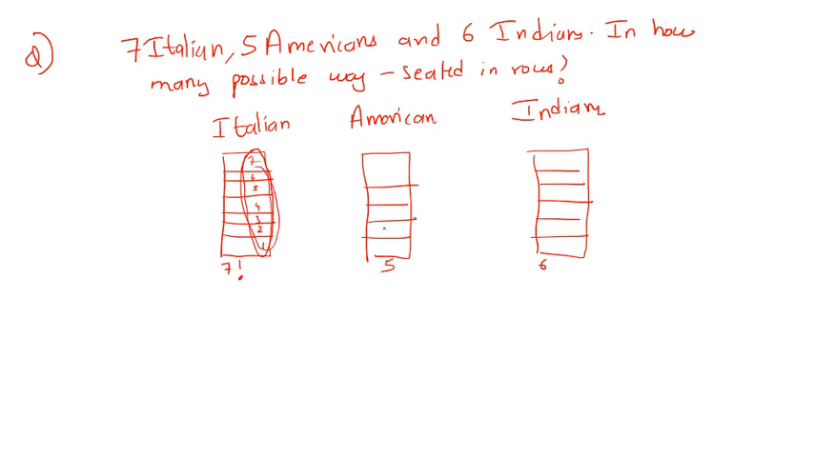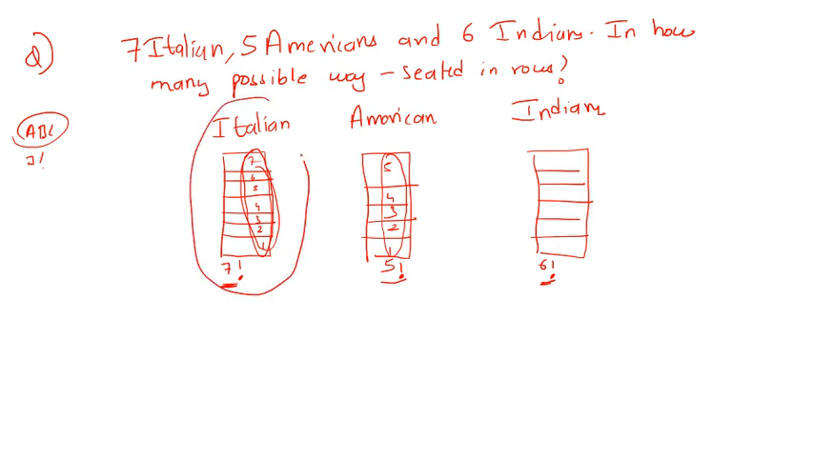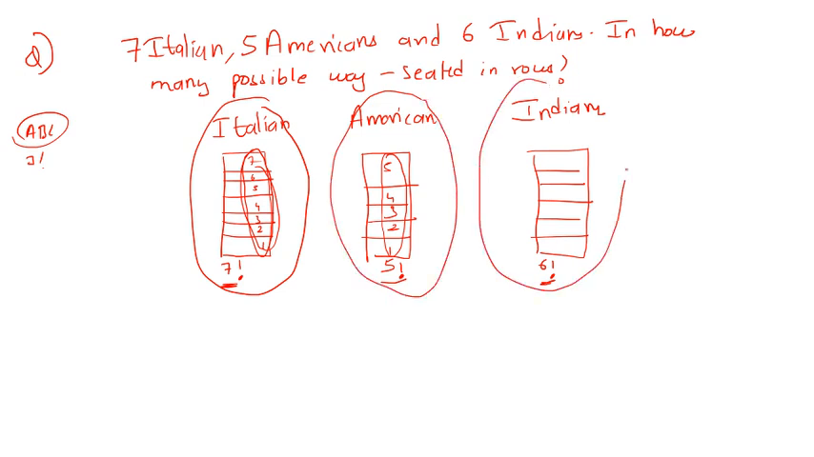Seven factorial. Just remember A, B, C: these people can be arranged in 3 factorial ways. In the same way, this will be 7 factorial ways. Now here there are 5 people. These 5 people can be arranged in 5 factorial ways, and these Indians can be arranged in 6 factorial ways. Now again, you have to take each group as a unit.